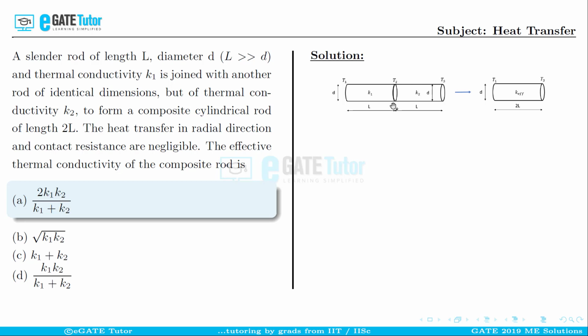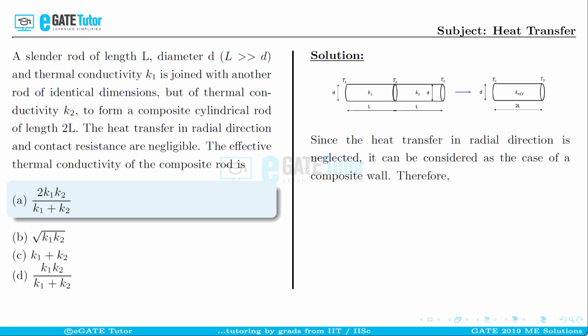When we join these two in series, let us assume that the resultant slender rod has length 2L and diameter D, whose left and right ends are maintained at T1 and T3 respectively. Let us assume the thermal conductivity of this resultant slender rod as K effective. Since it is given in the question that the heat transfer in radial direction and contact resistance are negligible, this case, even though it is a cylinder, can be considered as the case of a composite plane wall.